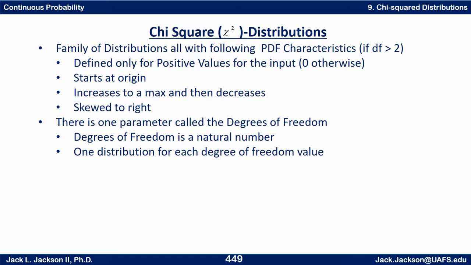It's skewed to the right, and there's one parameter called the degrees of freedom. And the degrees of freedom is a natural number: 1, 2, 3, 4, 5, etc. And there's one distribution for each degree of freedom value. So each time you put in a degree of freedom, you get a different chi-square distribution.